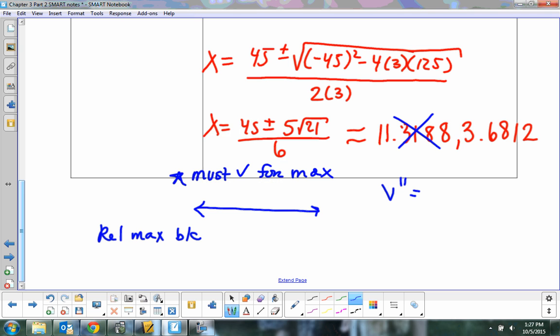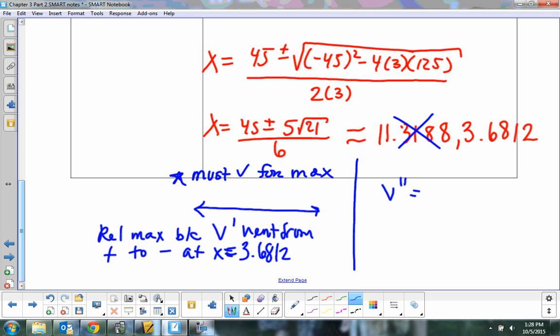So close. Don't say it, because what goes from positive to negative? Well, we didn't use F, we used V. So because V prime. Never use it in your explanations. You're going to get it wrong. I don't know what it means. So because V prime went from positive to negative at x equals approximately 3.6812, that would be your justification there.